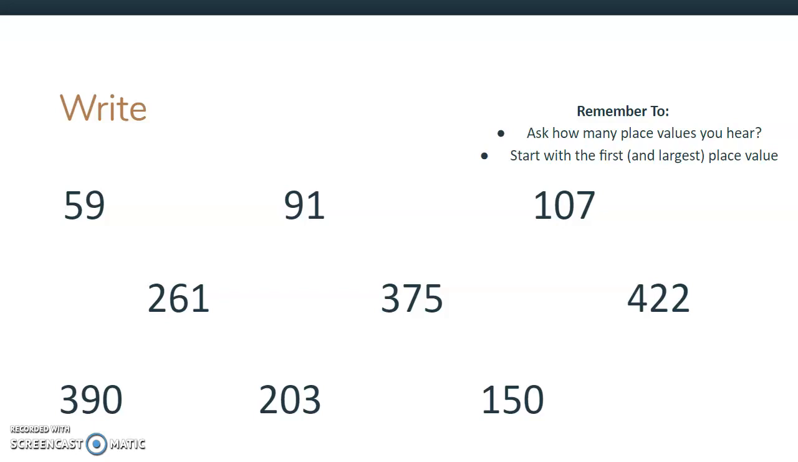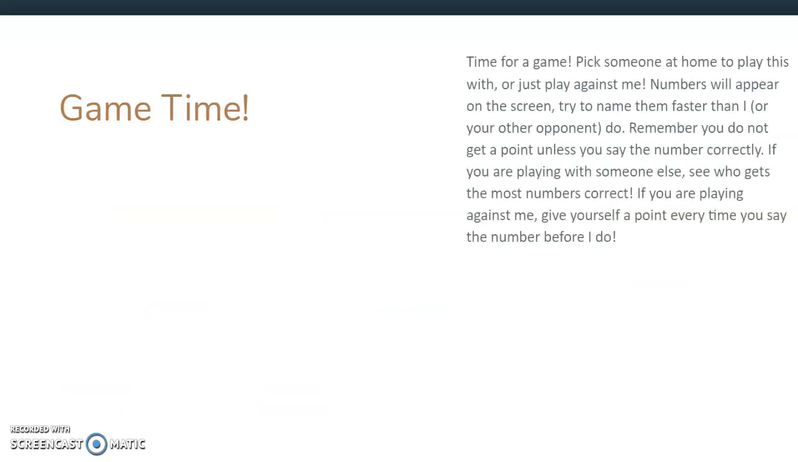Great work, boys and girls. Recognizing, reading, and writing these numbers. It's time for a game. Pick someone at home to play this game with, or you can just play it against me. What's going to happen is numbers will appear on the screen. You have to try to name them faster than I or your other opponent do. Remember, you don't get a point unless you say the number correctly.